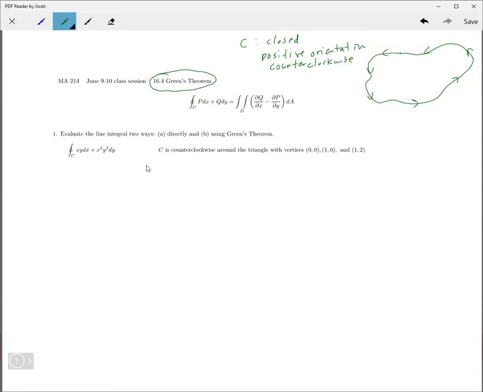Okay, so let me give you an example here. We have a line integral, and we're going to do it in two ways. The first one is directly, and the second one is using Green's theorem. So this would be like the left-hand side. This would be like our P, and this is our Q in Green's theorem. But we're not going to use that right now.